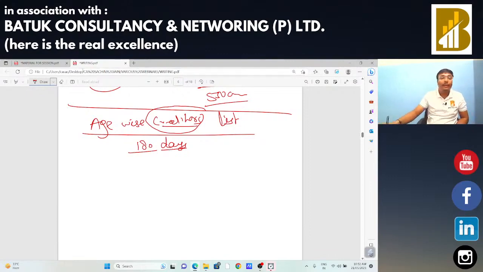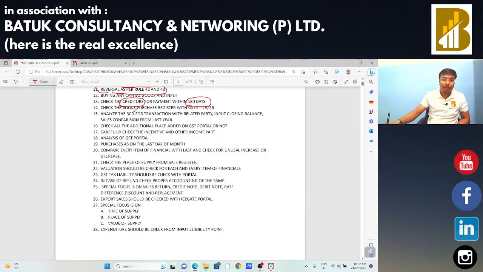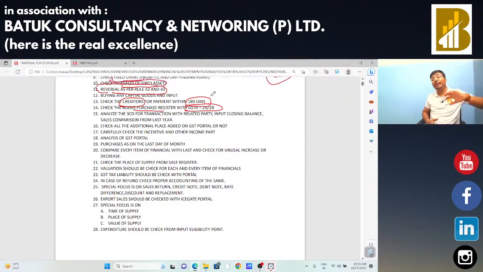Okay sir. Now next point, check the books purchase register with GSTR 2A and 2B. Sir, we have already discussed that we are going to demand the rate wise purchase sheet. And if there is no difference between the purchases as per the financial statement and as per the rate wise purchase sheet, in that case we need to take the purchase register of that particular entity, and from that purchase register we need to reconcile the GSTR 2A and 2B.